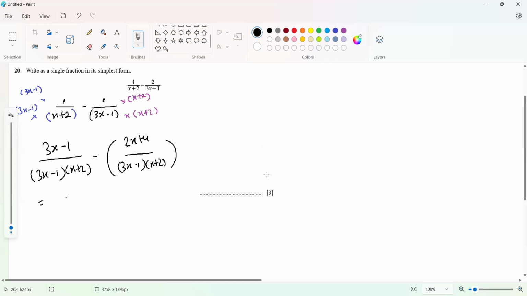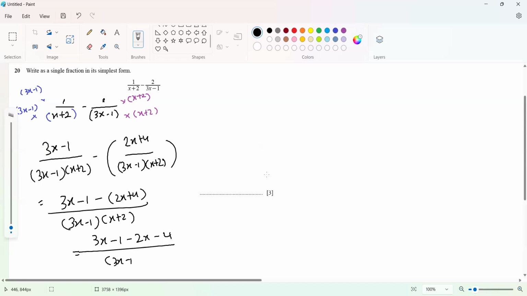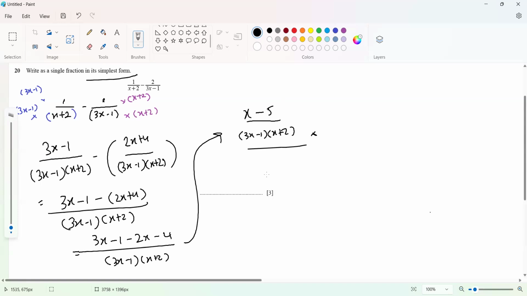Right. So then from here, we will have (3x minus 1) minus (2x plus 4), whole thing divided by (3x minus 1)(x plus 2). I'm just going to keep this as a double bracket first. So from here it will be 3x minus 1 minus 2x minus 4, putting the bracket, change the symbols. And finally, we will have x minus 5 over (3x minus 1)(x plus 2). So this will be finished. If you expand the bottom, it's fine. If you leave it like this, it's also fine because they want the fraction in its simplest form. So either is okay.